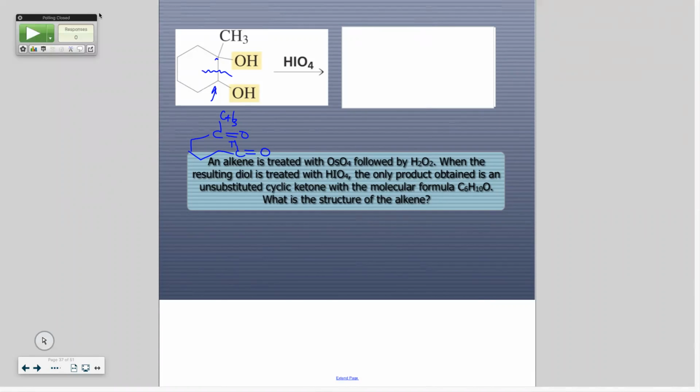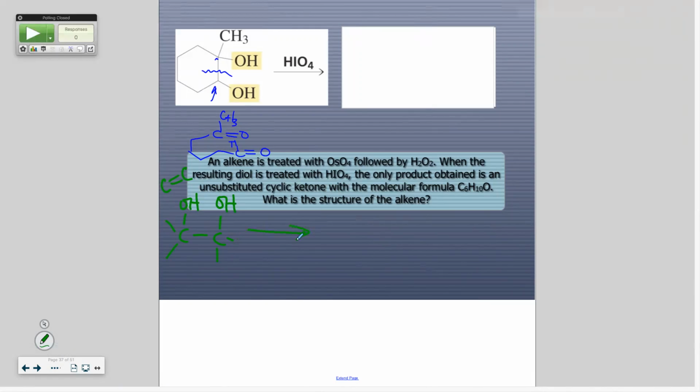Okay, so an alkene, what does that mean? Double bond between two carbons. All right, just checking. An alkene, C double bond C, is treated with OsO4, osmium tetroxide, followed by hydrogen peroxide. The resulting diol, so that means we're going to get a diol, right? We don't know what's there.